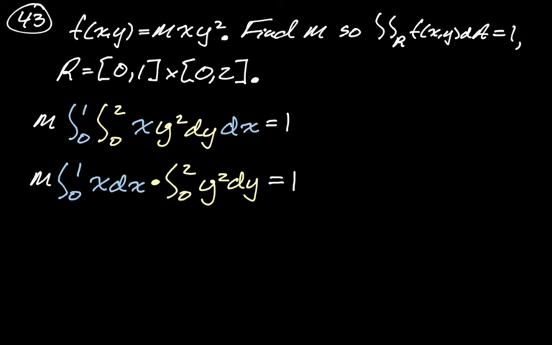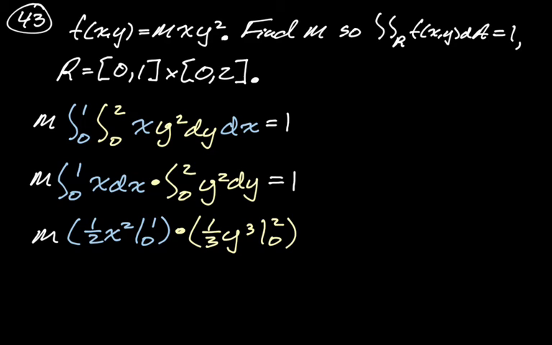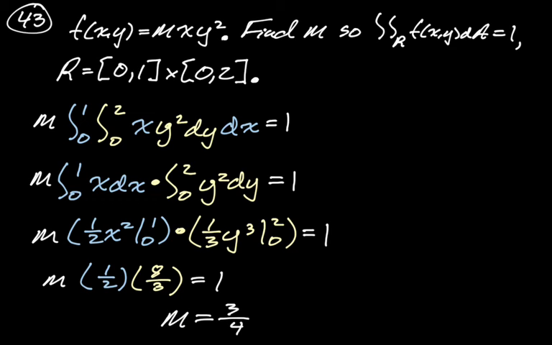All right, so it's going to be m, and then 1 half x squared from 0 to 1, 1/3 y cubed from 0 to 2, and again, it just equals 1. We apply the fundamental theorem. Because the lower bounds are both 0, you just plug 1 into the first thing and 2 into the second thing, so we get m times 1 half times 8/3, and that should equal 1. And so solving for m, we get 3/4.